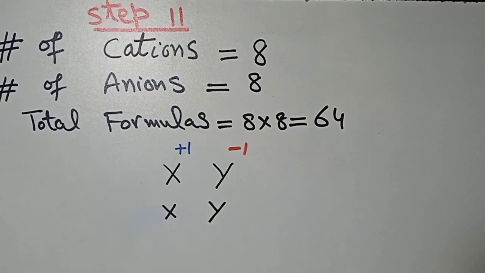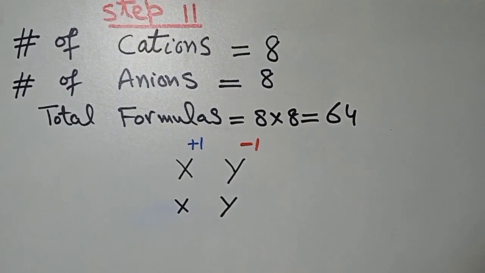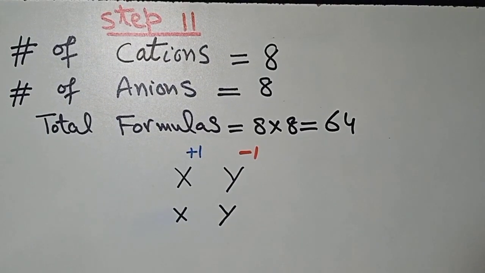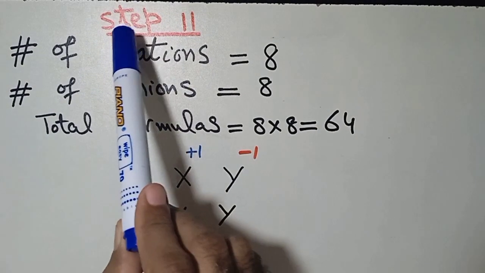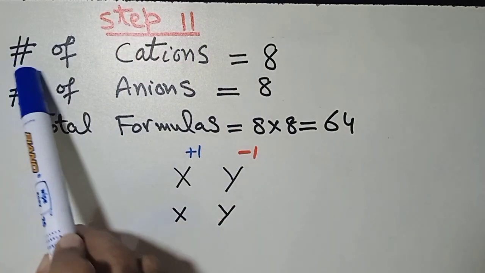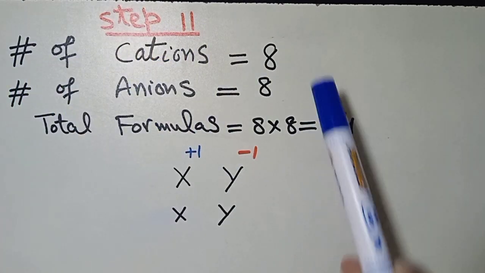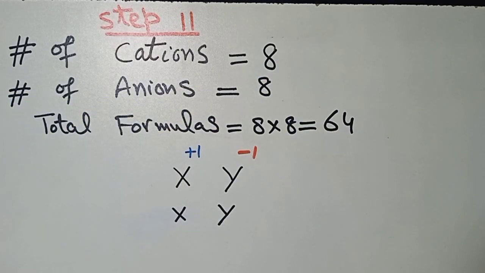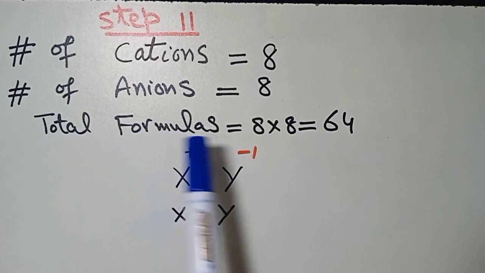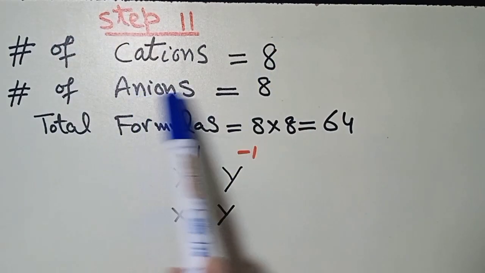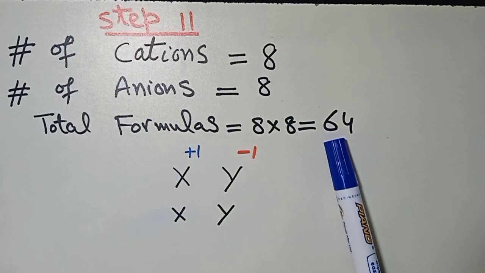Okay, students, since you have learned your valencies, monovalent cations and anions, this is my first step. Step name is 1 1. The number of cations you have learned is 8, and the number of anions you have learned is 8. So the total formulas made by 8 cations and 8 anions will be 64.